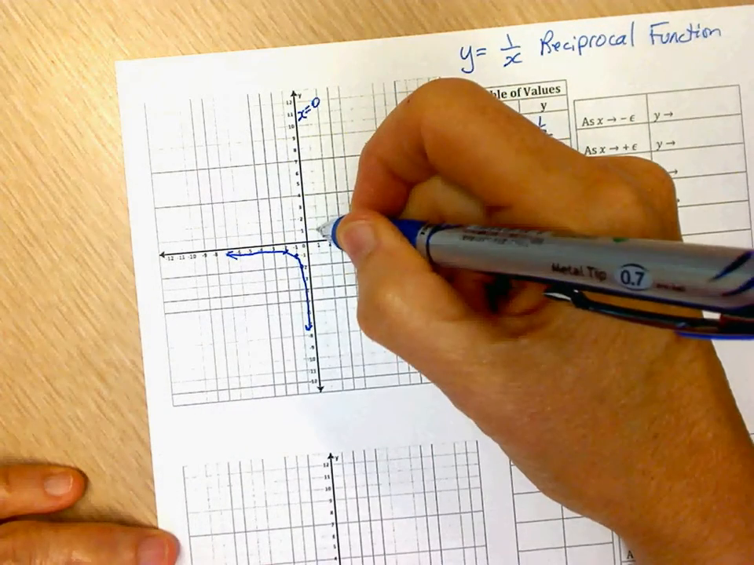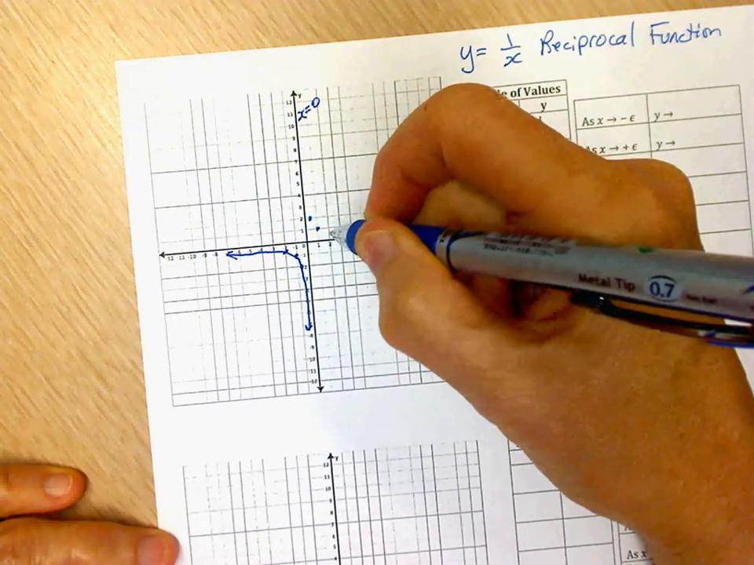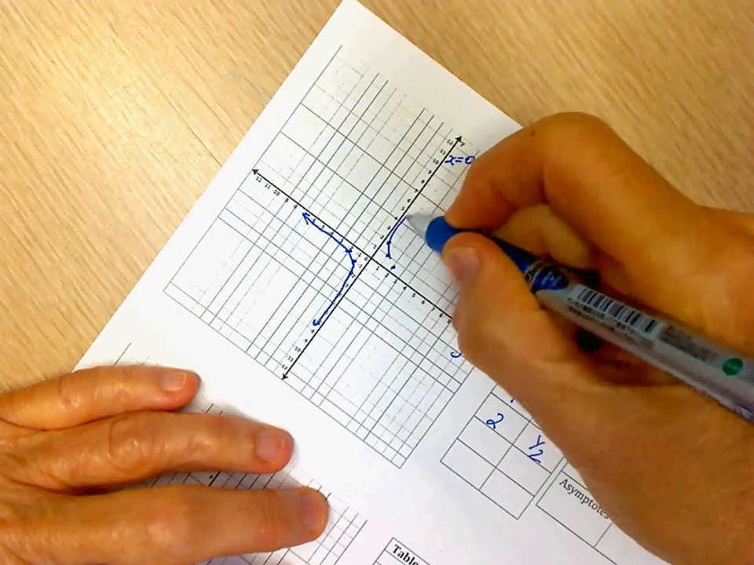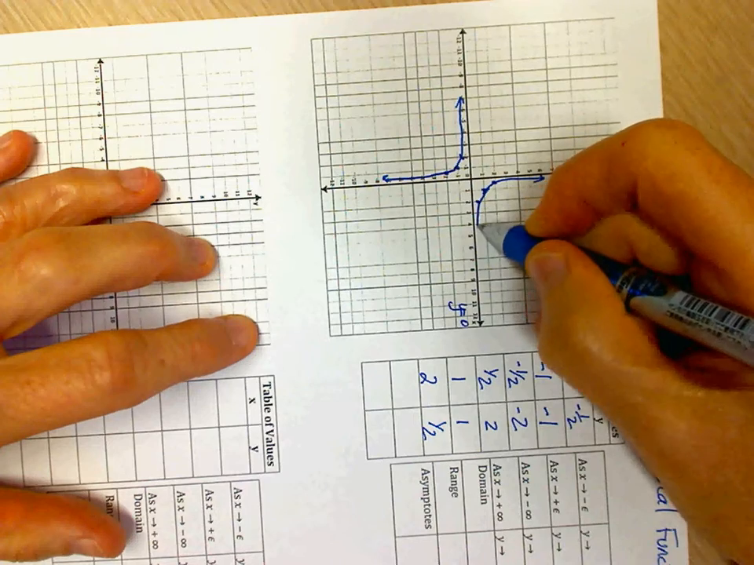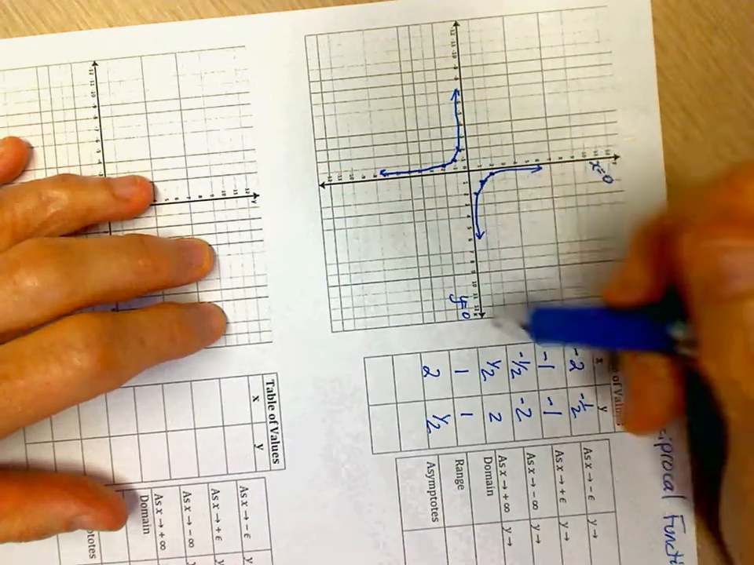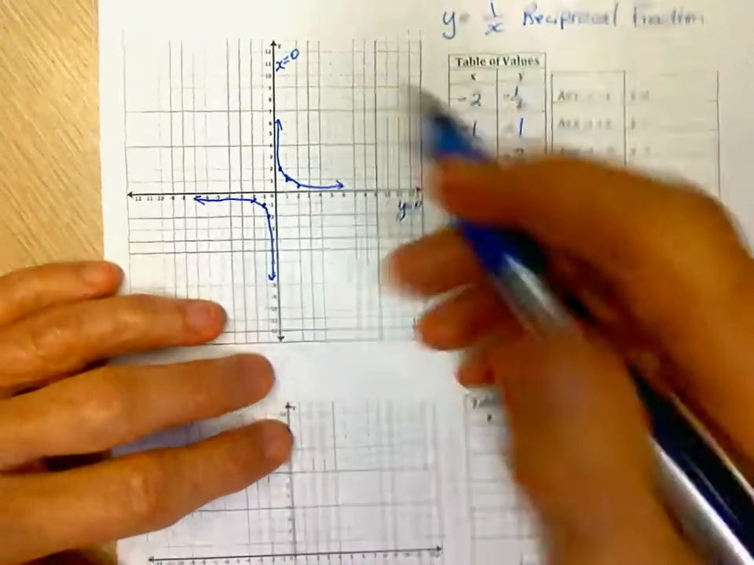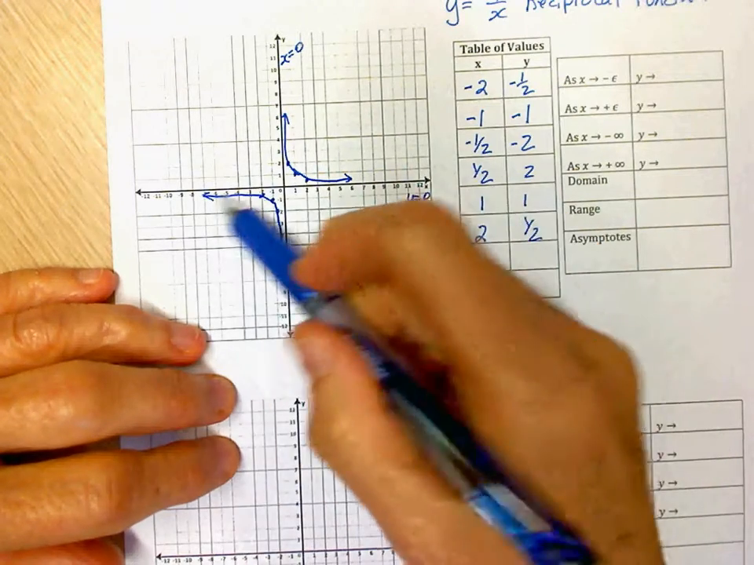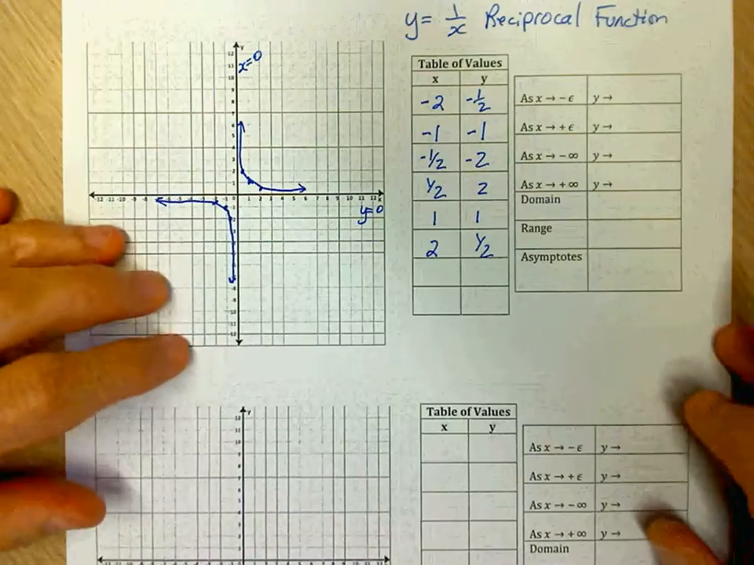Now similarly, we can draw the positive one. When x is 1, y is 1. When x is 1/2, y is 2. And when x is 2, y is 1/2. So we can just draw it like that. We have enough key points to draw this graph, and just very, very carefully do not touch either the x-axis or the y-axis, because the graph does not go there. You will find on a test that if you do touch it or cross it, it will be a half a mark deduction, so be very careful that you don't.